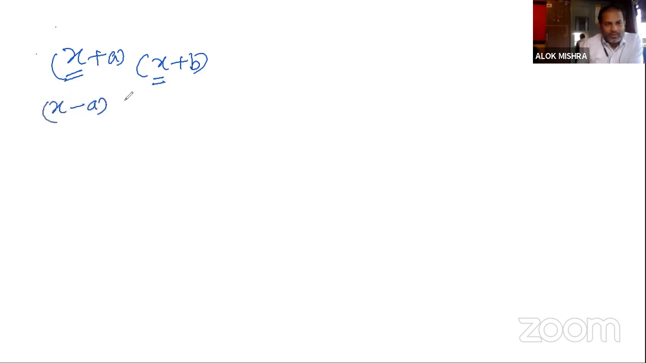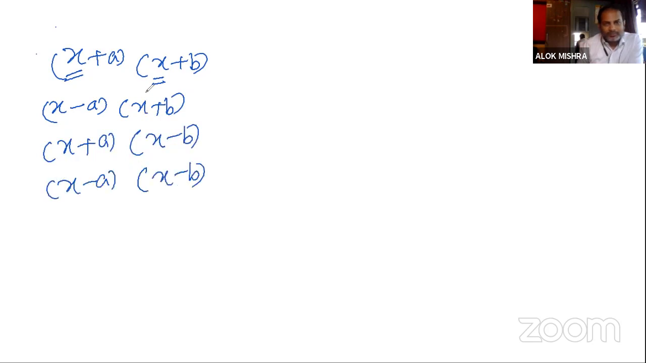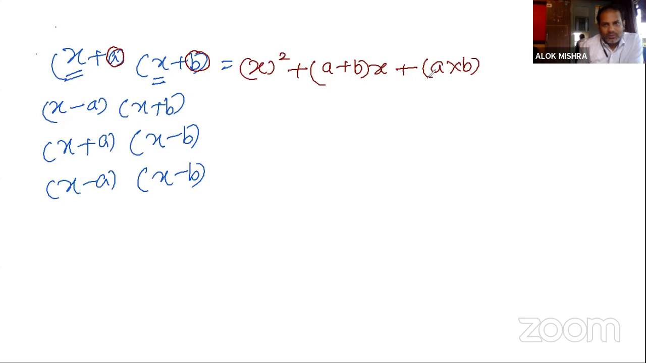I can have the formula x minus a, x plus b. The other possibility is x plus a, x minus b, and the last one is x minus a, x minus b. So what do I get from this, or how do I go about it? Very simple. I have to take the square of the first term, plus write down the other two terms which are there, this term and this term in the bracket, and multiply with the first term, then plus the product of the other two terms, that is a and b.